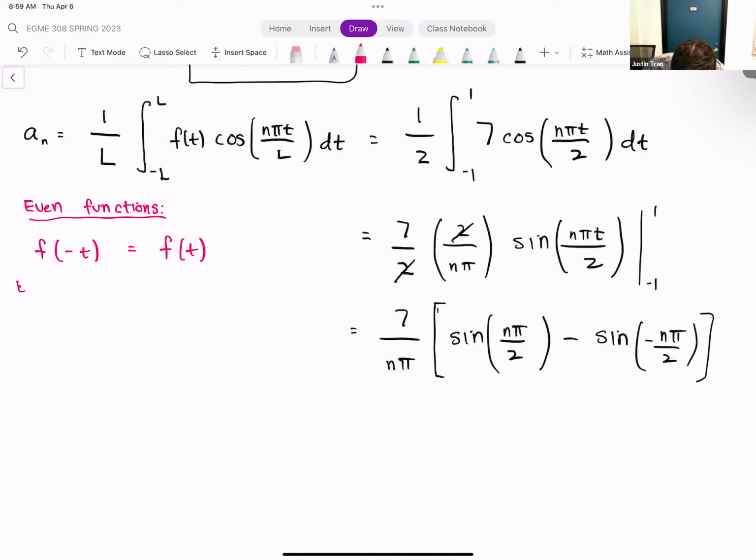The classic example of an even function is cosine. So you have cosine of minus t, and this is equal to cosine of t. That's because for even functions, the function is the same on both sides of the y-axis, so that's why we can make that simplification. And if we have even functions, then we also have odd functions.